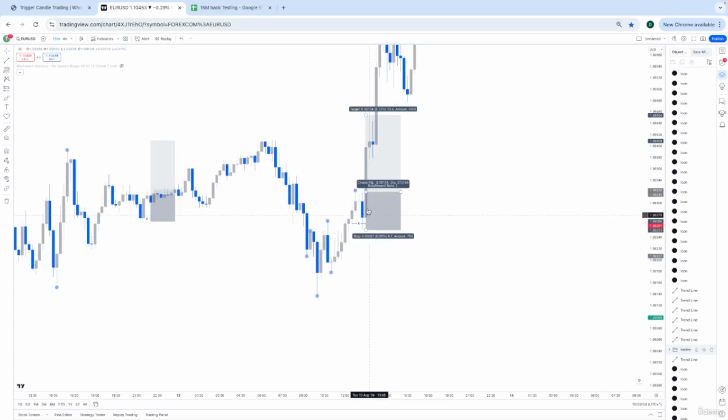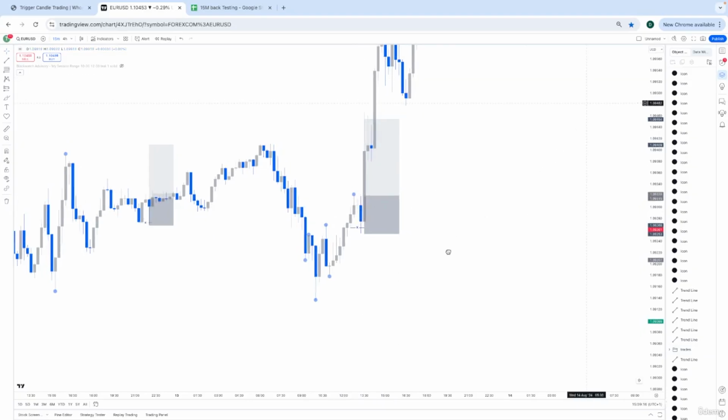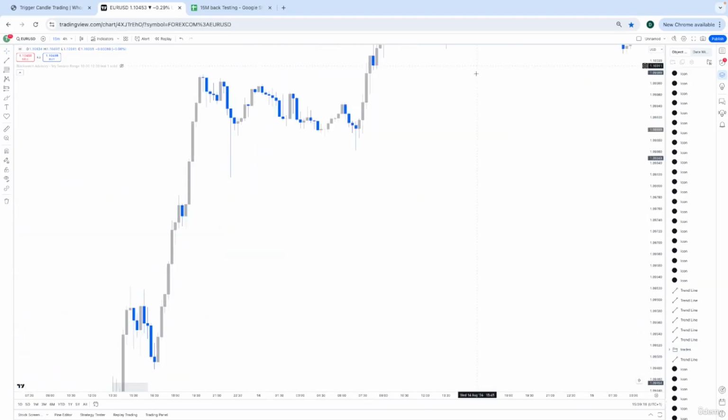And remember, we need this push up to happen in the second candle. If it's the third candle or the fourth candle, the trade's invalidated. And if this candle was to trade below this candle, it would also be invalidated. Let's move on to some more.